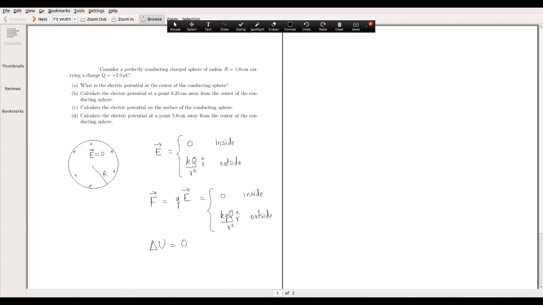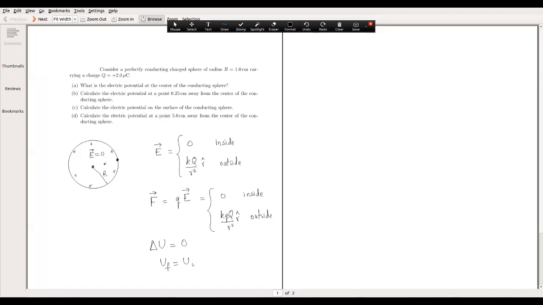That means U final minus U initial will be the same. That means to say that the electric potential energy to move from any point, it doesn't have to be on the surface, anywhere inside has to be the same. So once you know the electric potential on the surface, we know that the electric potential at the center, or for that matter anywhere in the sphere, has to be the same because the change in potential has to be zero. So that means the potential has to be constant at any of these points.